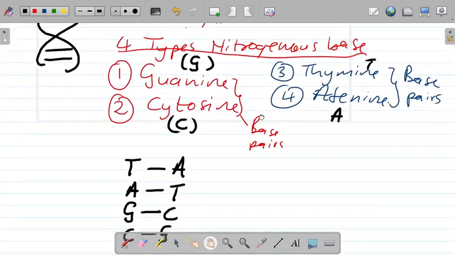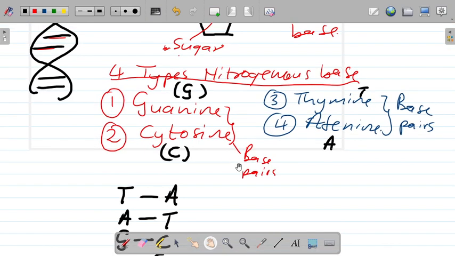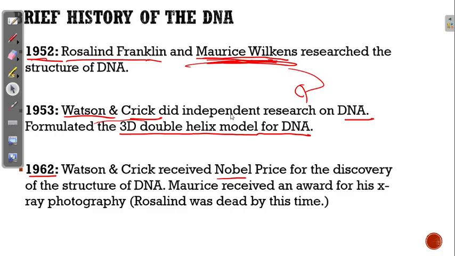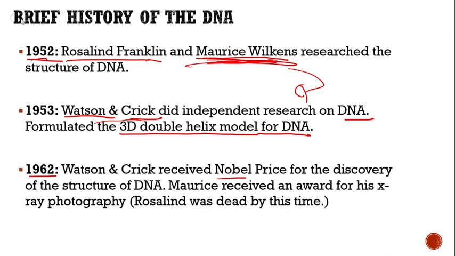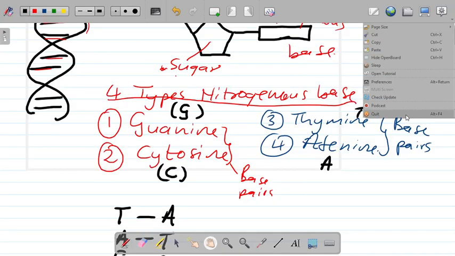Good. So that's basically what we need to know as a form of structure of DNA. So are we at the slides? Are we at the slides? Let me exit here.